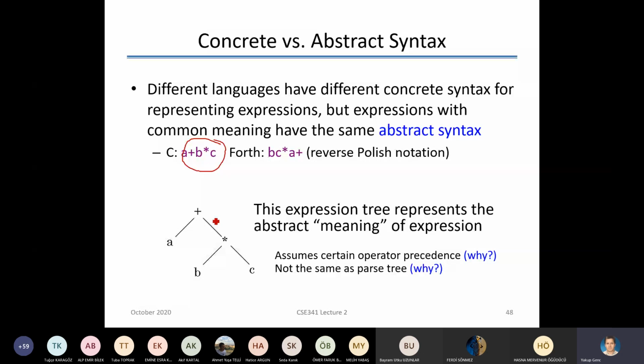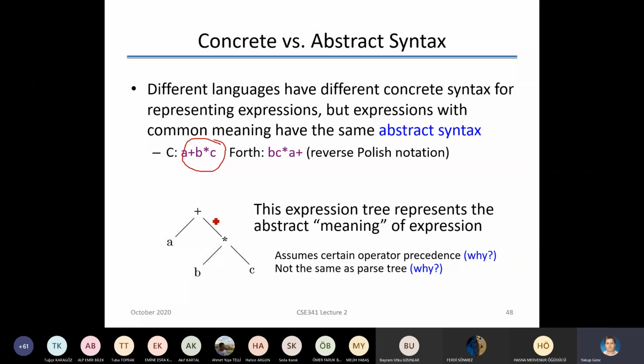So this says that I have some value in A, some value in B, and some value in C. I am multiplying B and C and adding A on top of it. The way that I write it, A plus B times C, is the concrete syntax. And then the meaning of that, what I do in the background to evaluate this expression, is the abstract syntax.